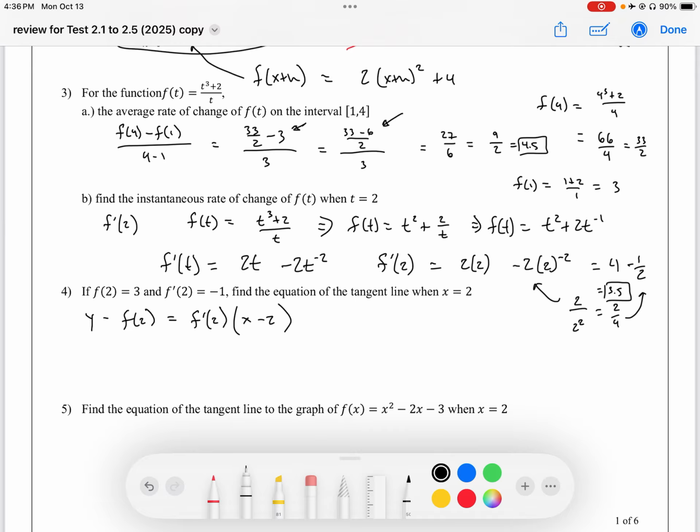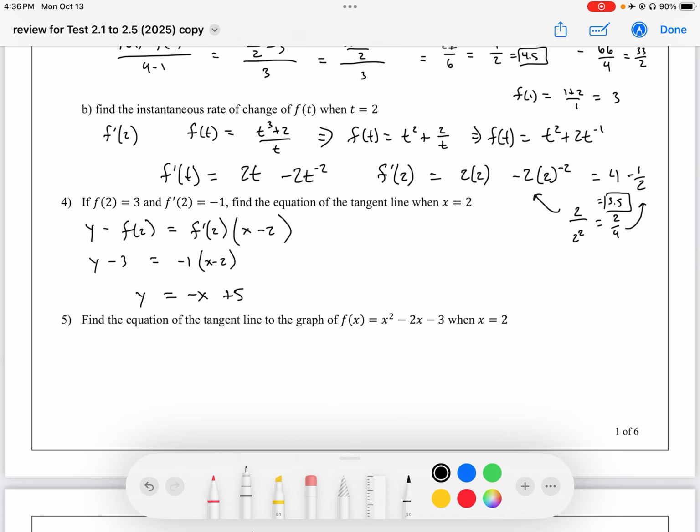So we should end up with y minus 3 equals -1 times x minus 2. We could leave it that way, or we could write y equals -x plus 5. Either way would be fine.